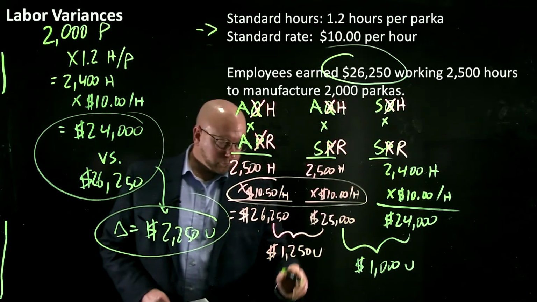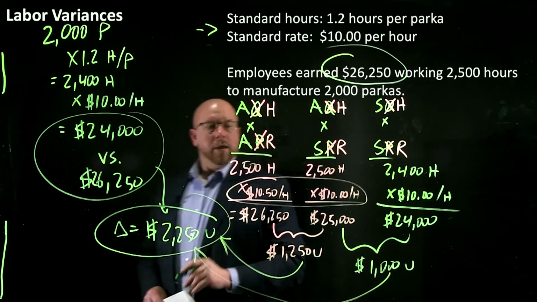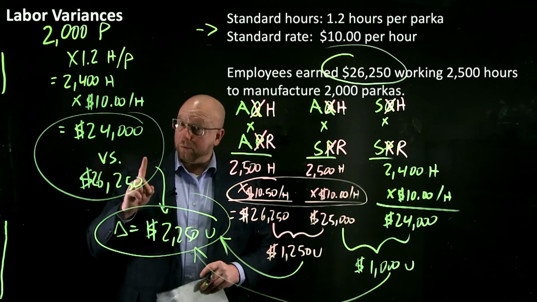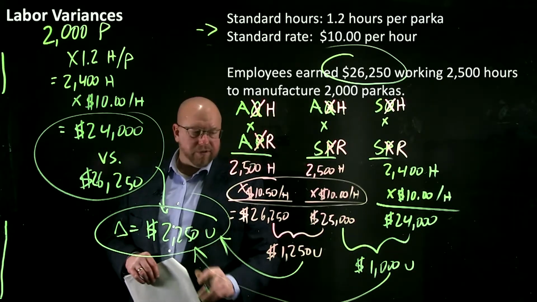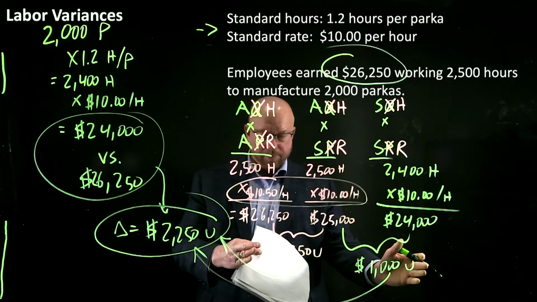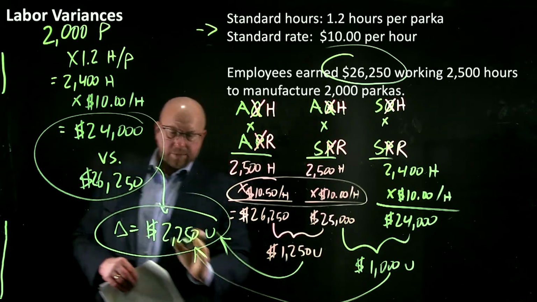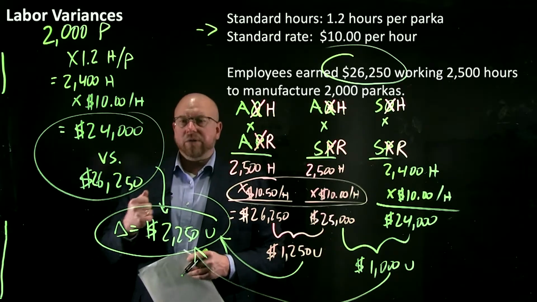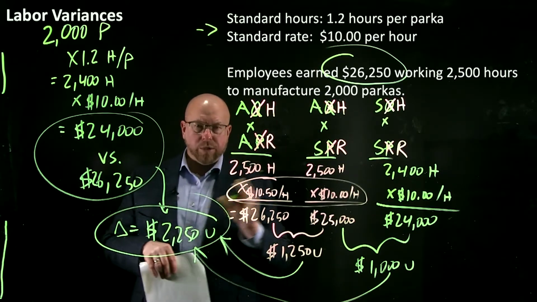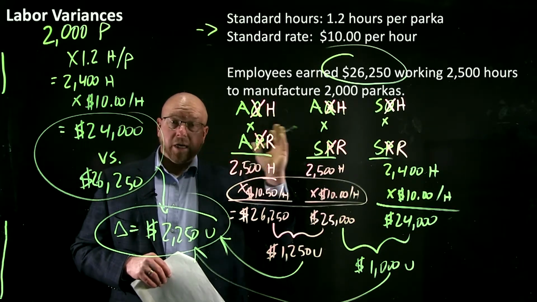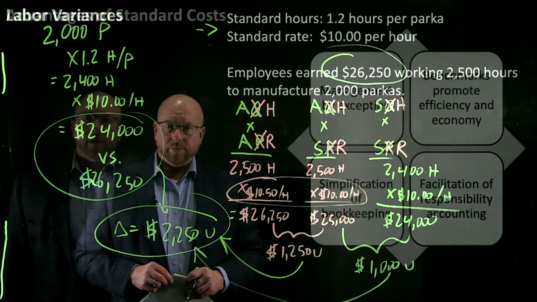And guess what? The labor rate variance, I called it a price, it's really a labor rate. The labor rate variance and the labor efficiency variance are both unfavorable. $1,000 plus $1,250 adds up to $2,250. You have a triple check. Your overall labor spending variance should reconcile with your individual price and efficiency, or rate and efficiency, variances for labor.